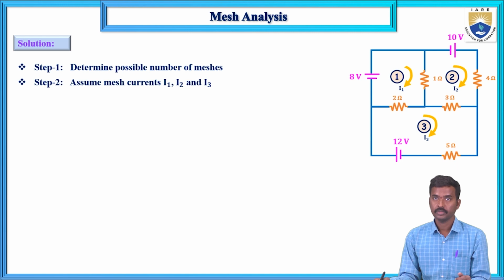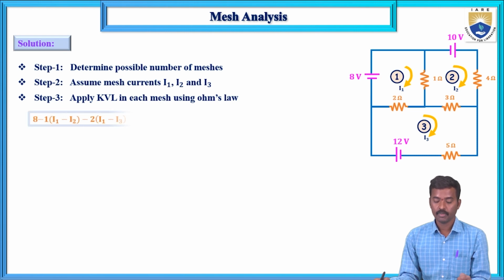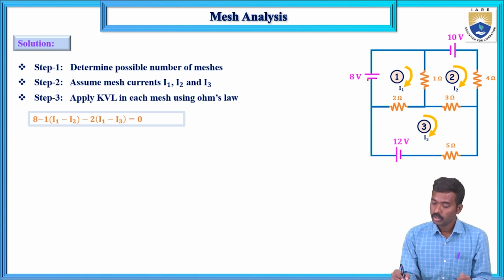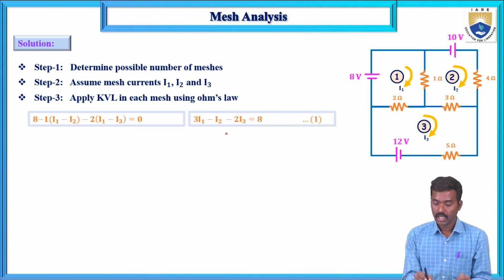Next, apply KVL in each mesh using Ohm's law in terms of I1, I2 and I3. First one: 8 equals 1 into (I1 minus I2), 2 into (I1 minus I3), so 3 I1 minus I2 minus 2 I3 is equal to 8, the simplified equation.